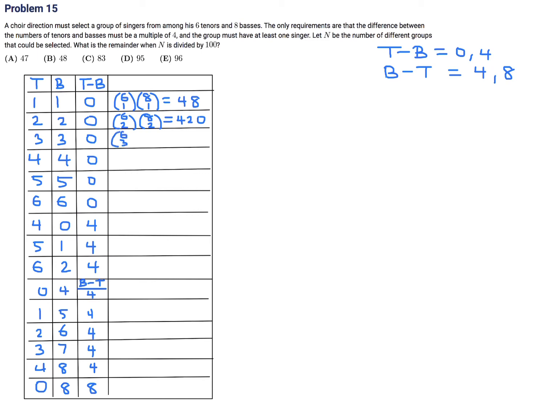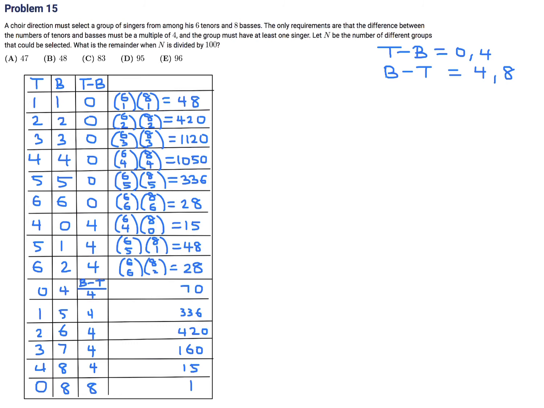6 choose 3, and then 8 choose 3. And when I multiply that, that's 1120. So you get the hang of it. So I'll fill this out, and then I'll come back and talk to you about it. So there you go. You get the hang of it.